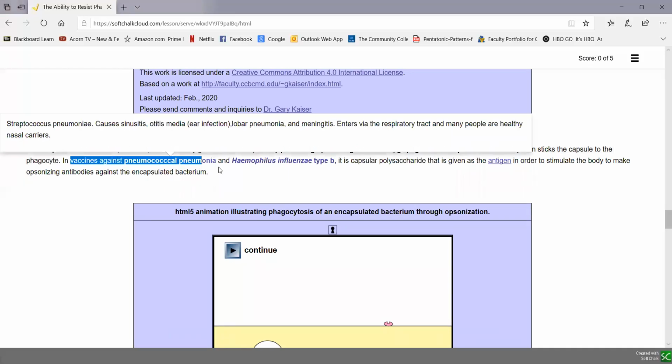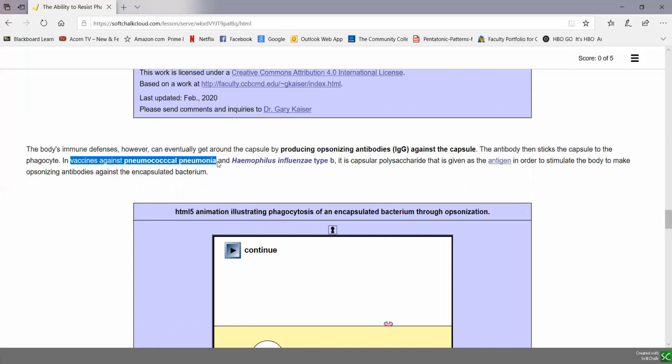So we have 2 vaccines against pneumococcal pneumonia that contain capsular materials from the most common strains that infect children and the most common strains that infect adults. And so by injecting this capsular material, we teach the body how to make opsonizing antibodies against the capsule before the bacterium ever gets in the body, and develop memory cells so that if the bacterium does enter the body, we get a massive production of antibodies against the capsule very rapidly, and they immediately stick the bacterium to phagocytes.